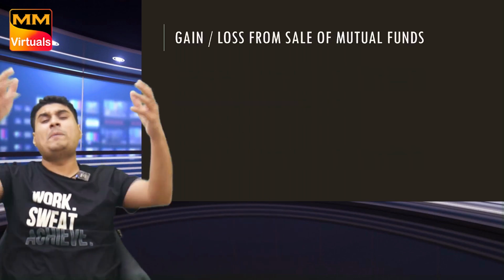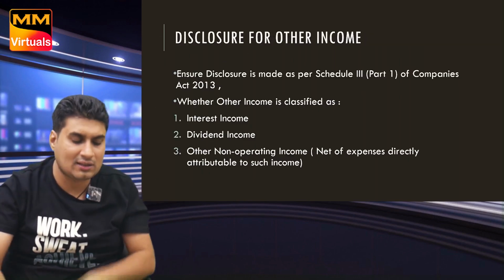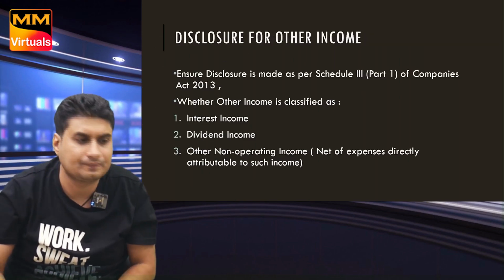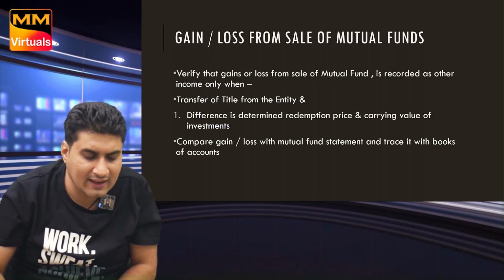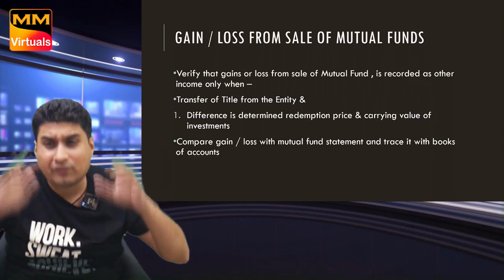Disclosures are made as per part 1 of schedule 3. Same repeat telecast. What you have to show there? Interest income, dividend income, other income. Next, gain or loss from mutual fund. Last one. How to check mutual fund gain or loss?